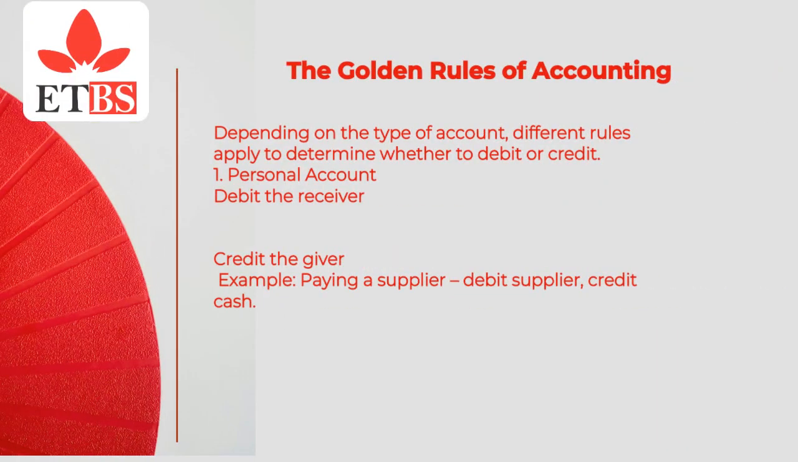The golden rules of accounting. Depending on the type of account, different rules apply to determine whether to debit or credit. 1. Personal account: debit the receiver, credit the giver. Example, paying a supplier: debit supplier, credit cash. 2. Real account: debit what comes in, credit what goes out. Example, buying a vehicle: debit vehicle, credit bank. 3. Nominal account: debit all expenses and losses, credit all incomes and gains. Example, earning interest: debit cash, credit interest income.